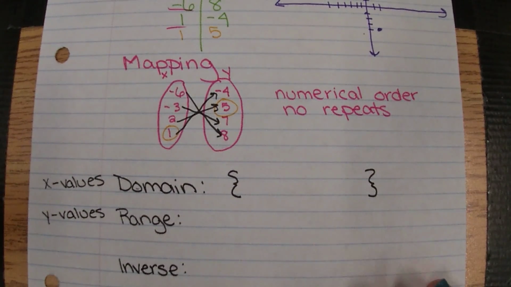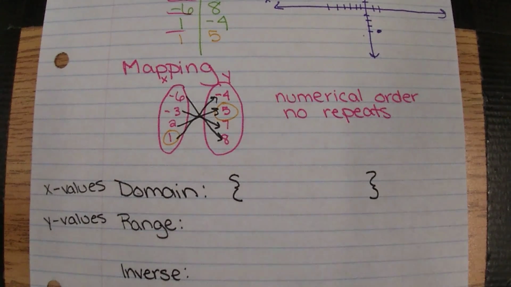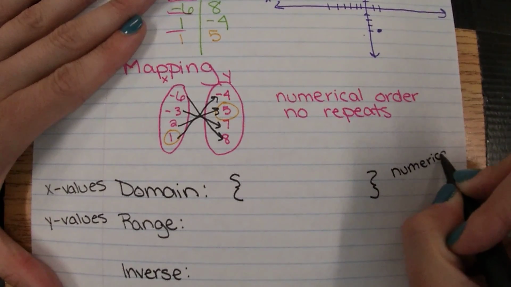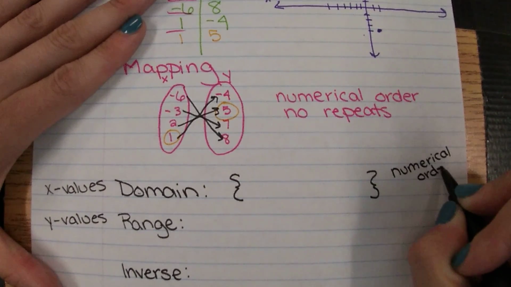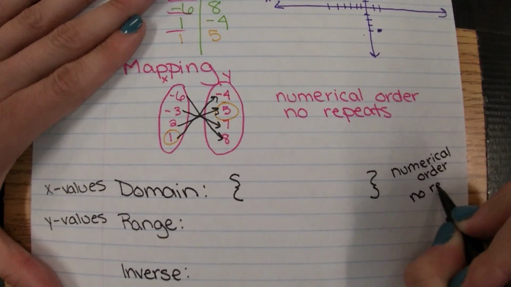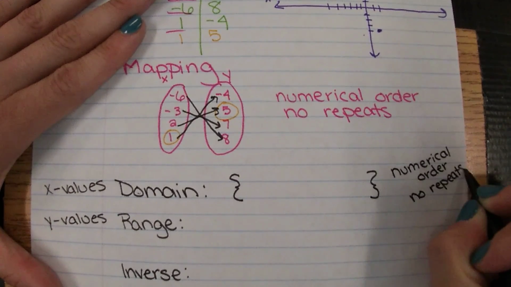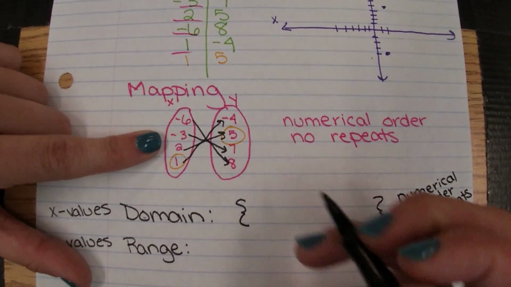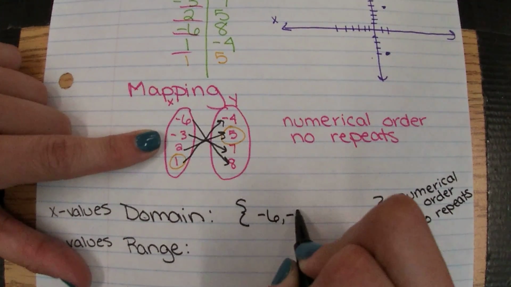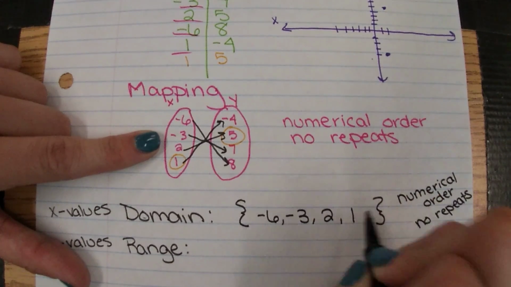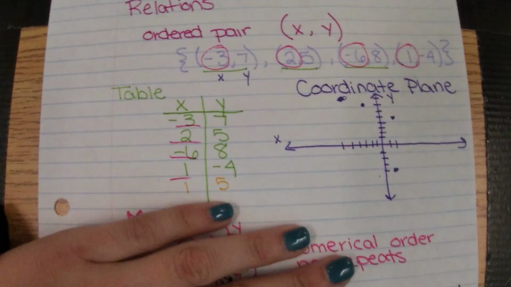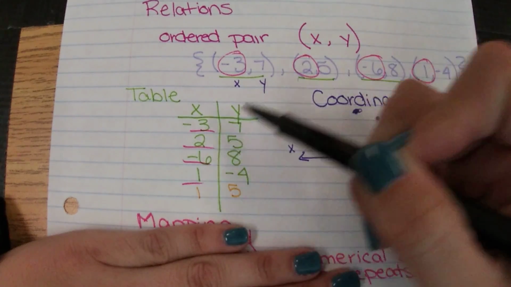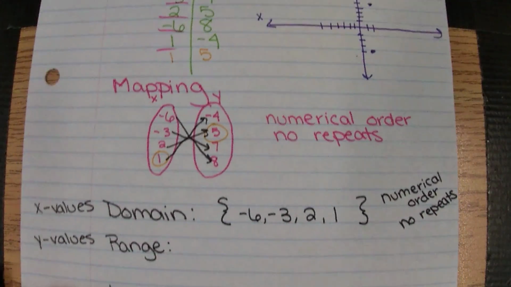Okay, then we also write them in numerical order with no repeats. So we're doing that same thing of numerical order and no repeats. Okay, so since I already took care of that in my mapping, I'm just going to copy it from there. -6, -3, 2, and 1. But again, if you were pulling from a table and a number showed up twice, right, you wouldn't write it twice, and you'd have to rearrange to get them in numerical order.